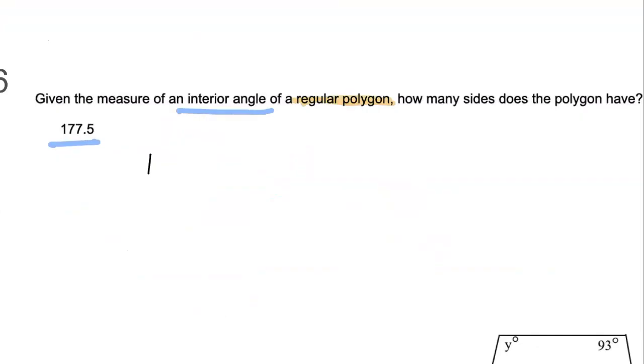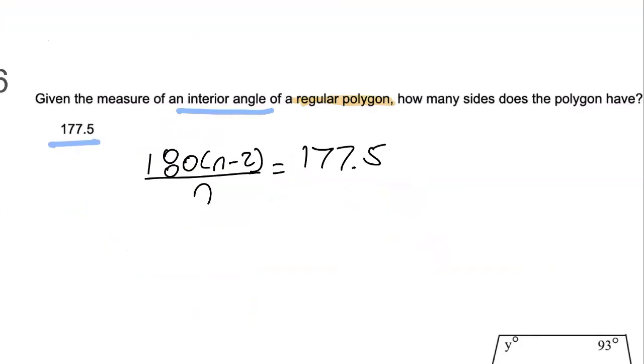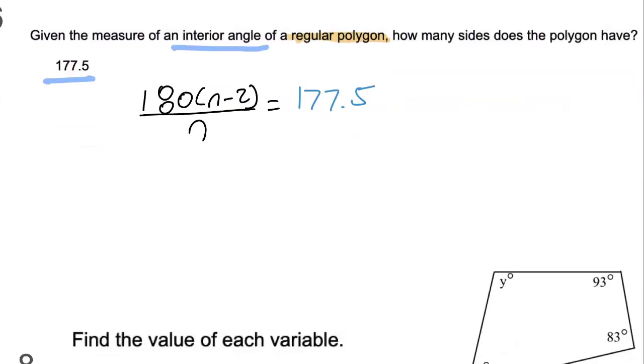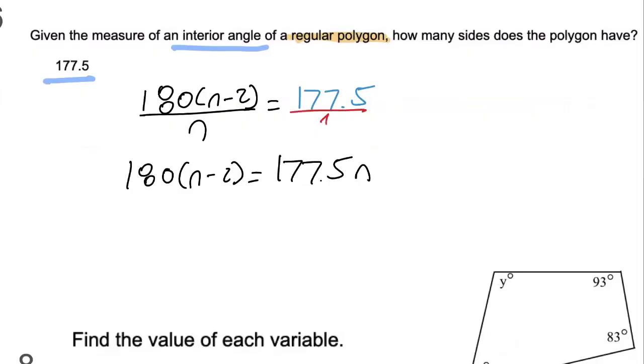So it's the same thing. 180 parentheses n minus 2 divided by n is equal to 177.5, because that is the interior angle. Cross multiply 180 and n minus 2, 177.5 times n when you cross multiply. Put a 1 underneath. And you can put the circles if you like. So that's pretty much the sign for cross multiplication.